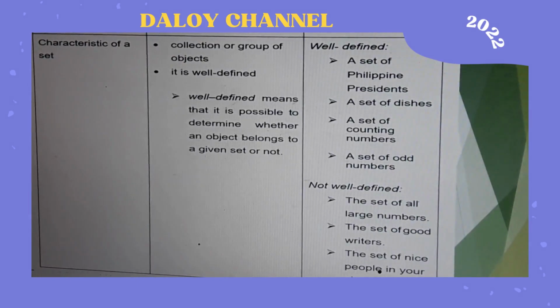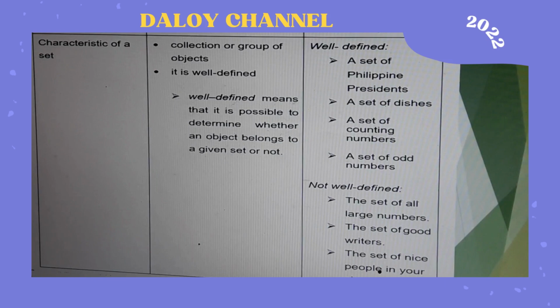What is a set? As a concept, we should know the characteristics of sets. Usually the description we encounter in some books about the characteristics of sets is that they are collections or groups of objects. And it is well defined, which means that it is possible to determine whether an object belongs to a given set or not.